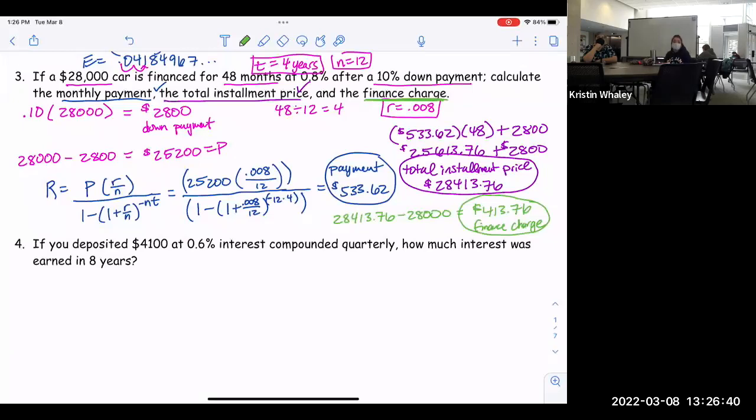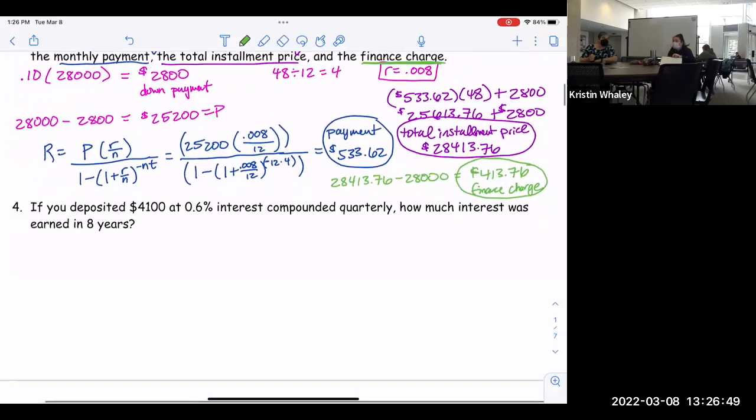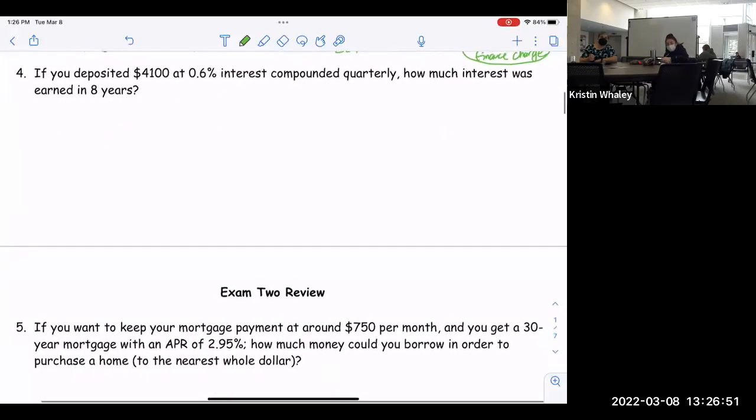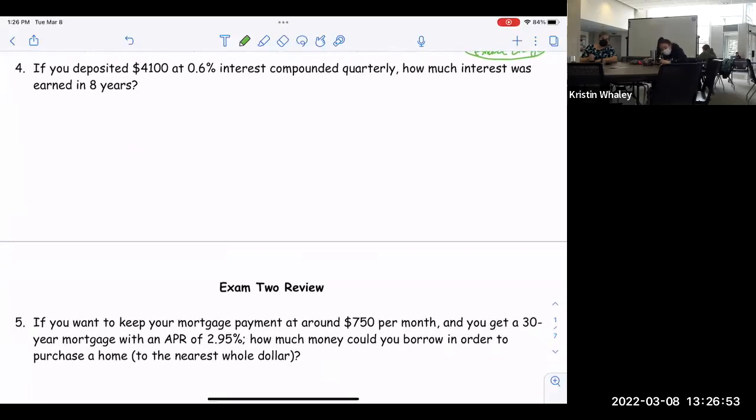Any questions or comments? All right, so let's take a look at the next problem on my list here. If you deposited $4,100 at 0.6% interest compounded quarterly, how much interest was earned in 8 years?